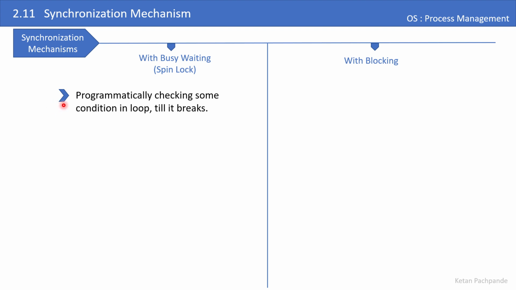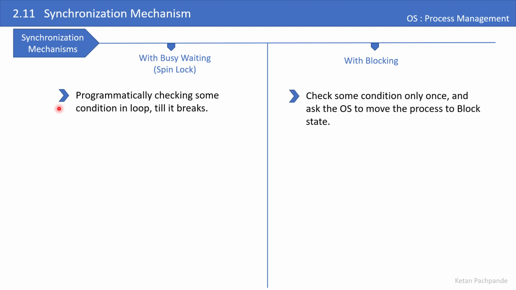Busy waiting is nothing but programmatically checking some condition in some loop till that loop breaks. Earlier I also wrote the while loop in the producer consumer problem, which was a busy waiting statement. Whereas in the blocking mechanisms, the program is going to check some condition only once, and depending on whether that condition is true or false, the OS is going to put that process in the block state. So the condition is evaluated only once, and the outcome decides whether that process is blocked or allowed to do further execution.